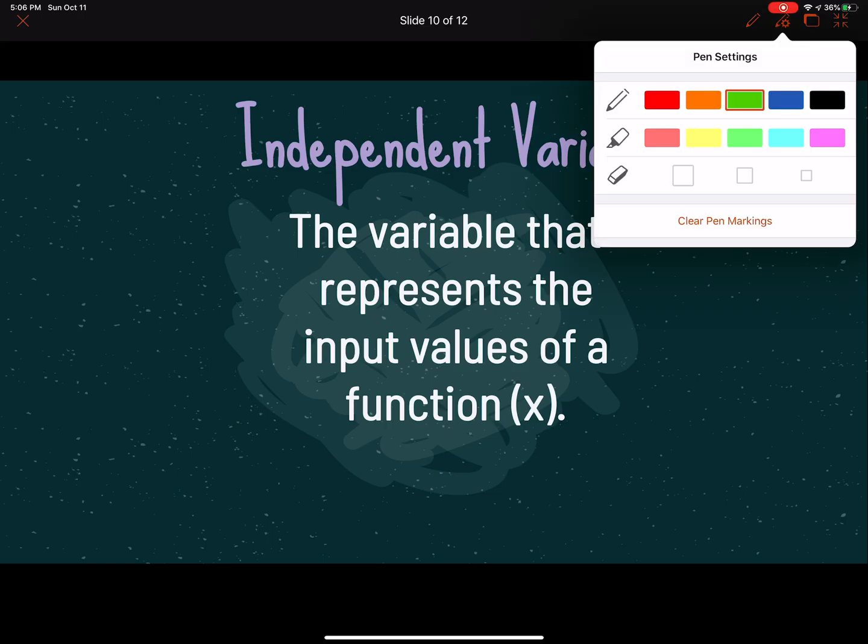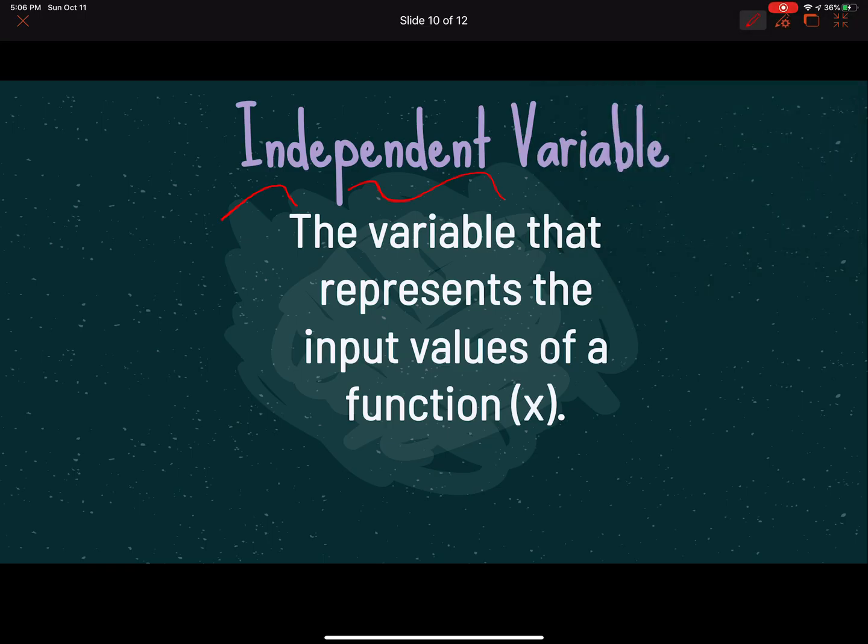Okay, next we have some more vocabulary. Independent variable. Independent variable is a variable that represents the input values of a function. So basically, input value is our x. Independent means it can stand alone. So think about what the word independent means. This is also true for science. So if you have an independent variable in science, it's very similar. We classify it in math as our input value or our x value.